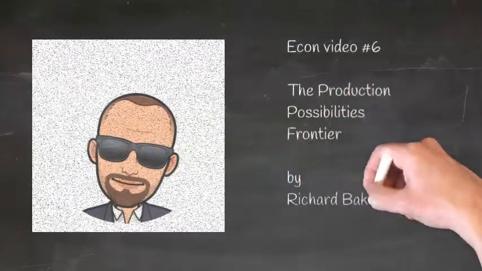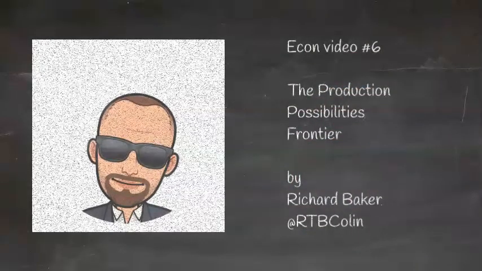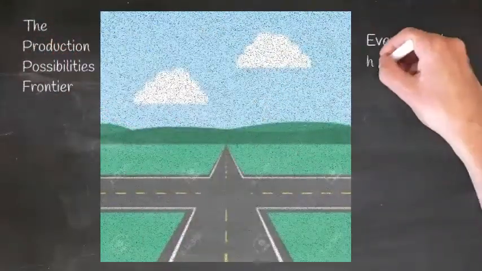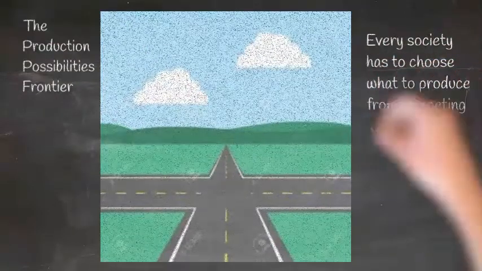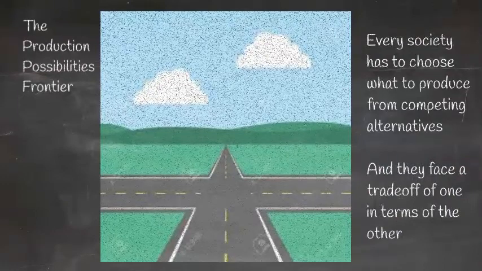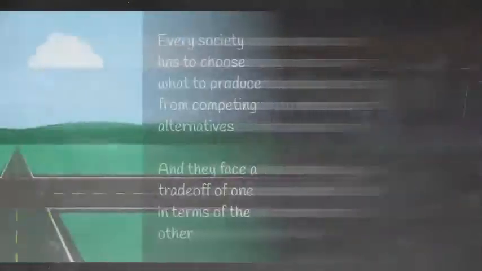Today, we're going to talk about the production possibilities frontier. This is one of the most useful models we use as an economist. The production possibilities frontier tells us that every society has to choose what to produce from competing alternatives. They face a trade-off in terms of one item in terms of the other.